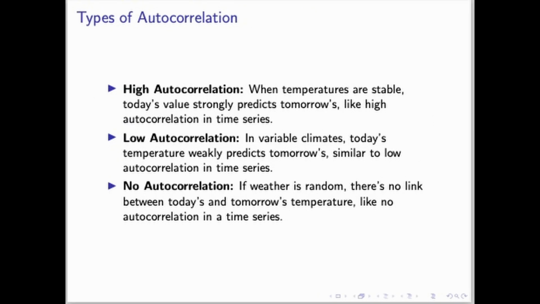Now, let's look at different types of autocorrelation. High autocorrelation means today's value strongly predicts tomorrow's, like stable temperatures. Lower autocorrelation means a weak prediction, like variable climates. No autocorrelation implies no connection between today's and tomorrow's values, similar to random weather patterns.